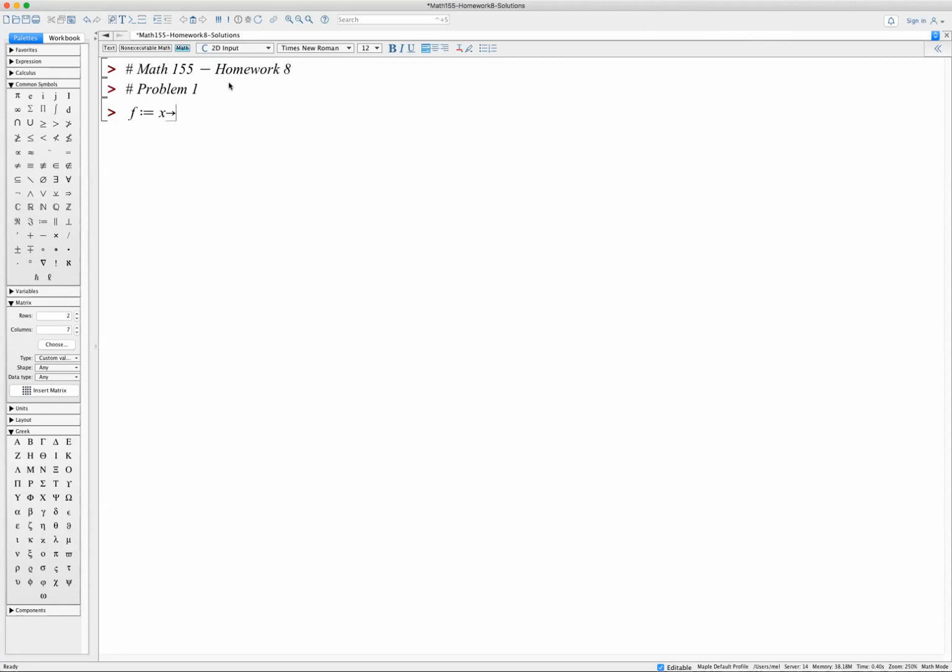F of x is a polynomial, 2 times x to the 5th minus 107 times x. Oops. Let me fix that. Put the cursor down. 2 times x to the 5th minus 107 times sine x. That's fine.